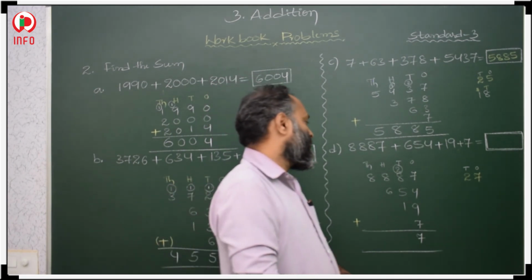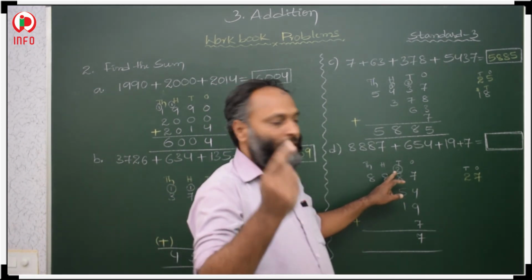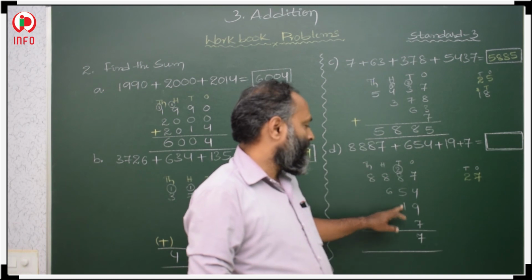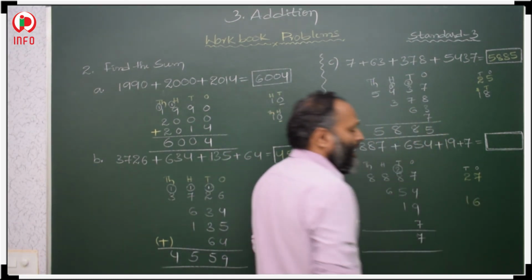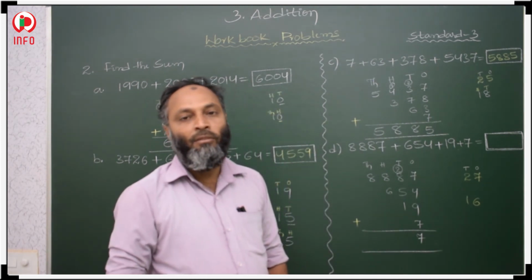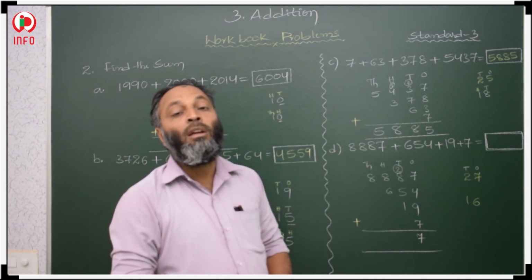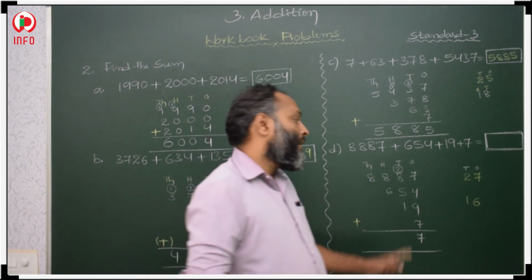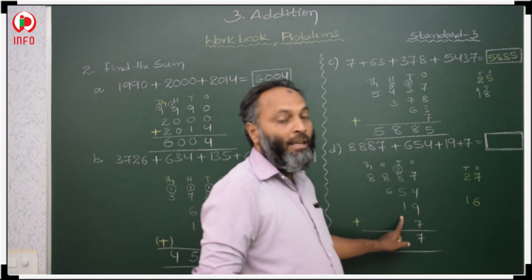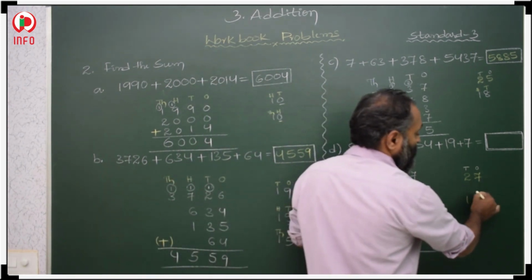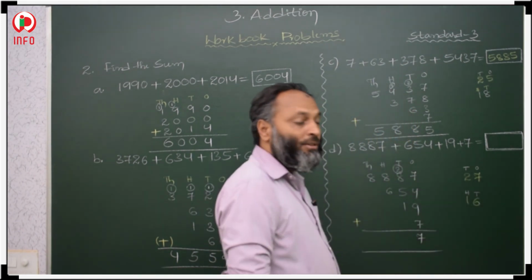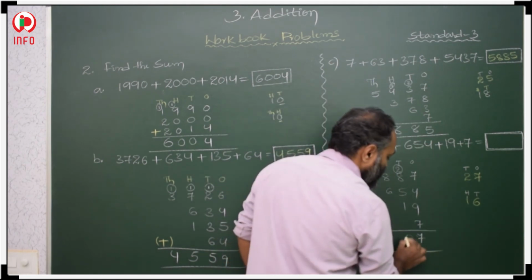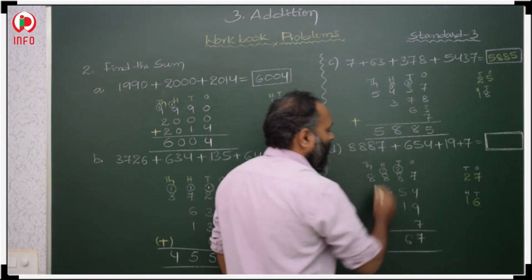Then after that, 8 plus 2, 8, 9, 10. 10 plus 5, 15. 15 plus 1, 16. 16. So it is a double digit number. Again we have to regroup it. How to regroup? So this is tens column we are adding. It means this first one shows tens place and second one shows hundreds place. So in tens place we keep 6 and in hundreds place we have to keep 1.